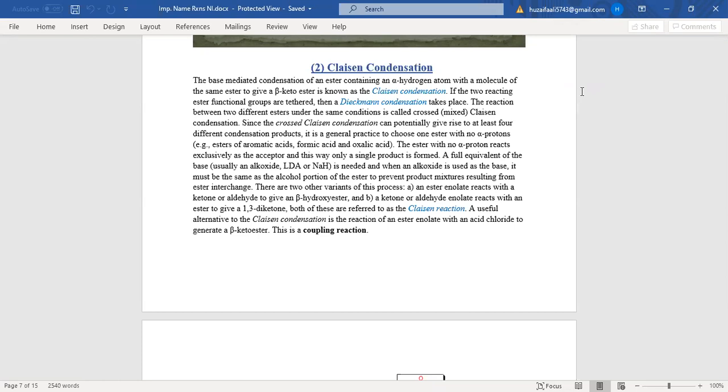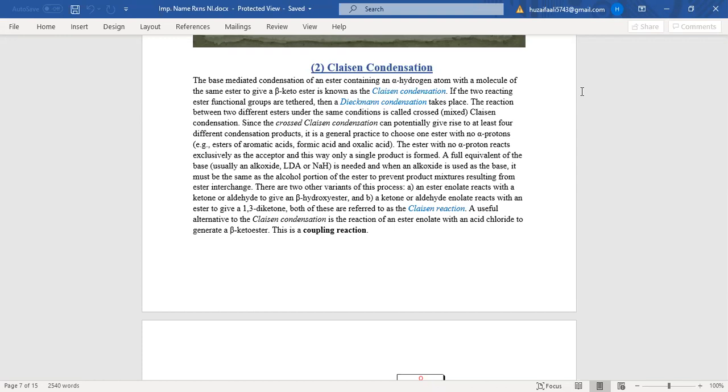The reaction between two different esters under the same conditions is called cross Claisen condensation. Since the cross Claisen condensation can potentially give rise to at least four different condensation products, it is a general practice to choose one ester with no alpha protons. The ester with no alpha proton reacts exclusively as acceptor, and this way only a single product is formed.